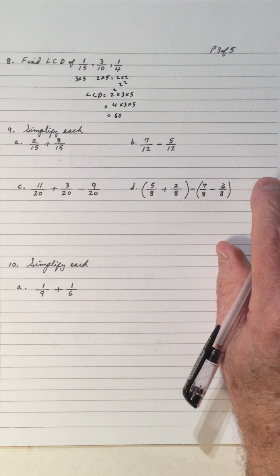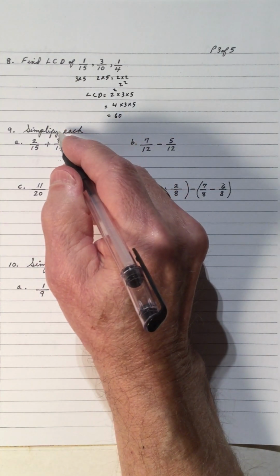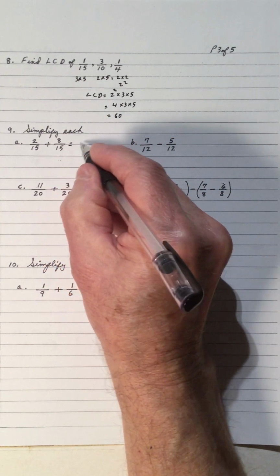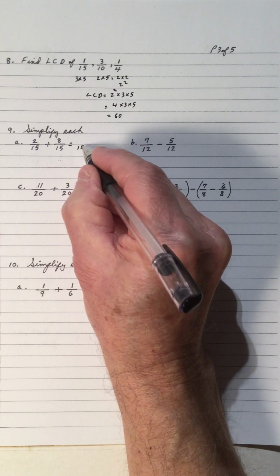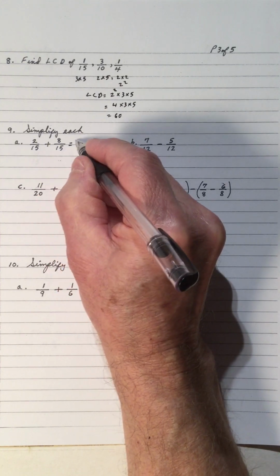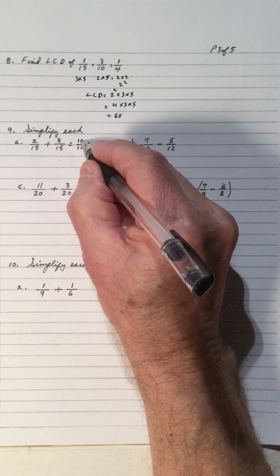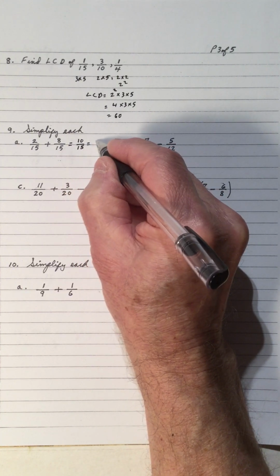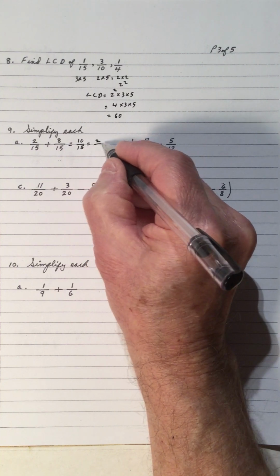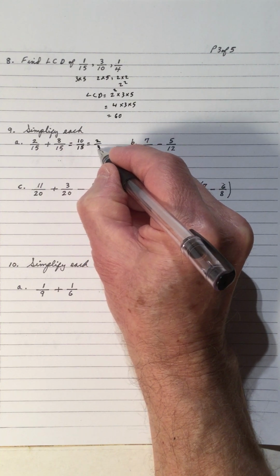Number 9, simplify each. We're adding fractions, so when we add fractions, we need the same denominator. So the denominator is 15. Write down the 15 and add the numerators. We get 10. And if possible, reduce. A common factor for 10 and 15 is 5. 5 into 10 goes 2. 5 into 15 goes 3.